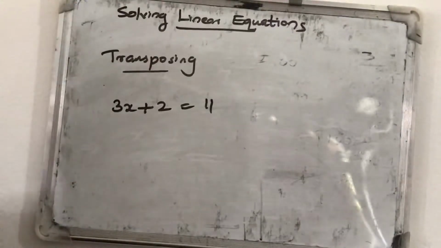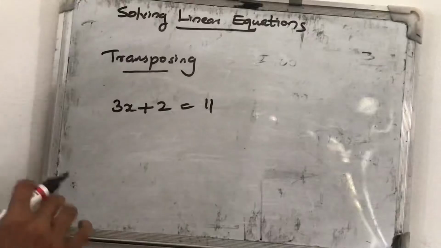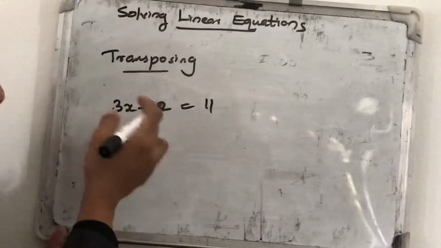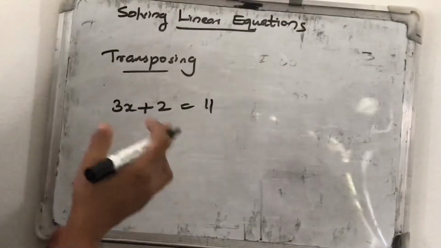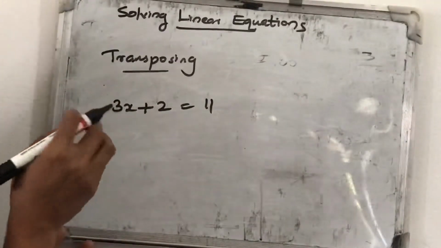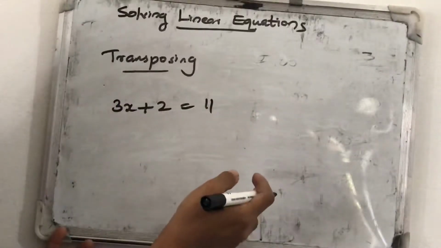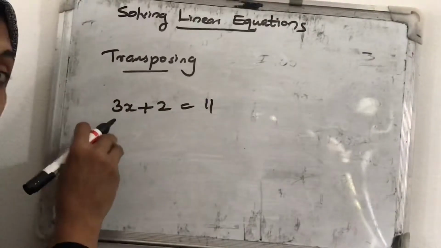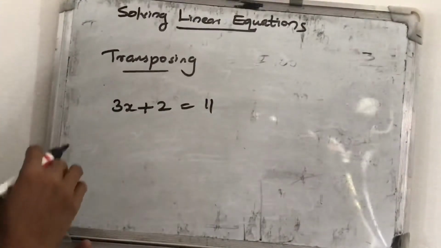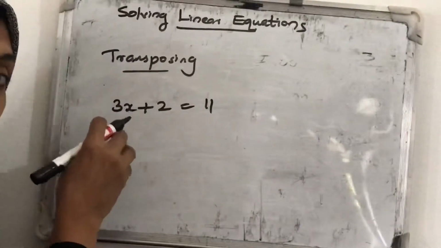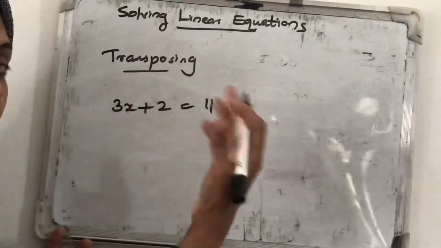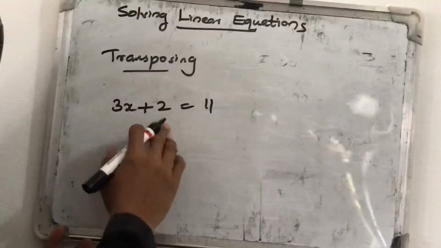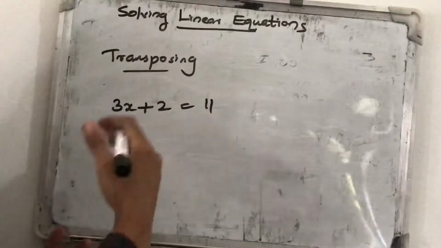So how can we use the transposing method? In this case, we want to transpose the numbers or variables to the other side. We shift them to the other side so as to get the variable only on the left hand side. We want to leave the variable only on the left hand side. All other parts we want to shift to the other side.